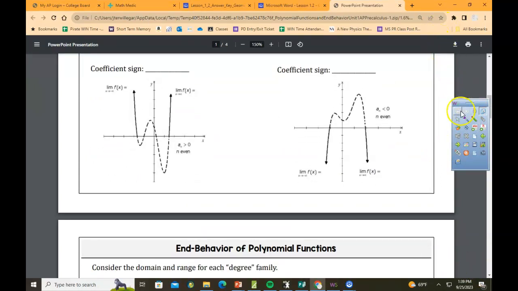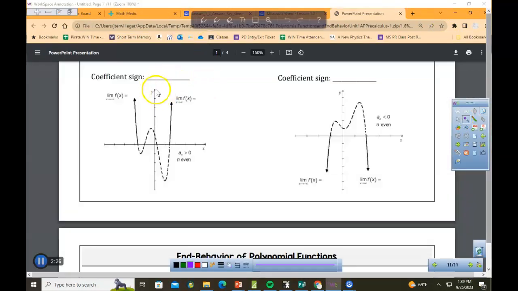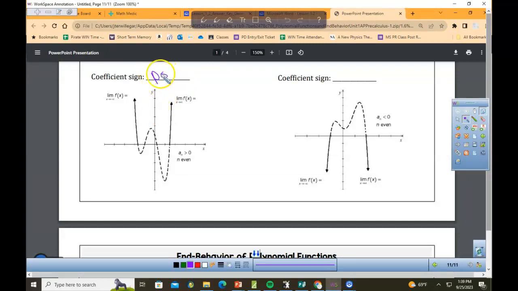Now what about evens, you may be asking? Well, that's a good question. This is a positive even. And now what do we notice? They both go up. They both go to positive infinity. Whereas when I have a negative even, they both go down to negative infinity. Anything too scary so far? Good.